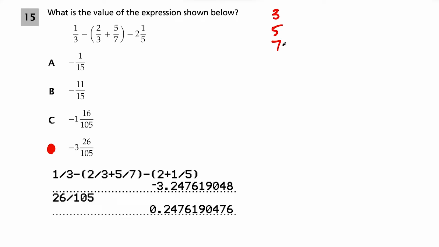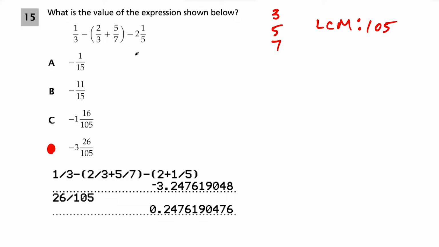So if we're looking for the least common multiple of 3, 5, and 7, one way to get there is to just multiply these numbers together. 5 times 7 is 35, and then 35 times 3 is 105. So the least common multiple would be 105. So that's what I could think of when I'm creating all the denominators that I need here.